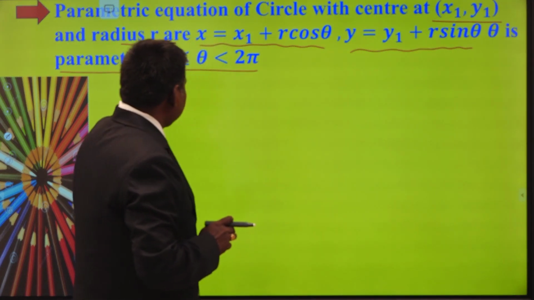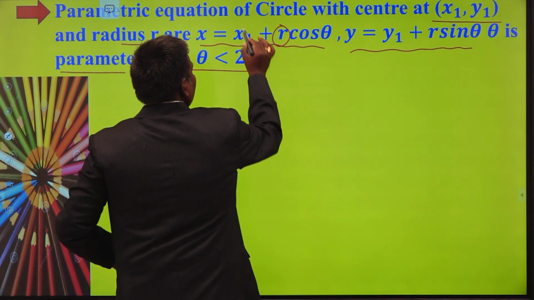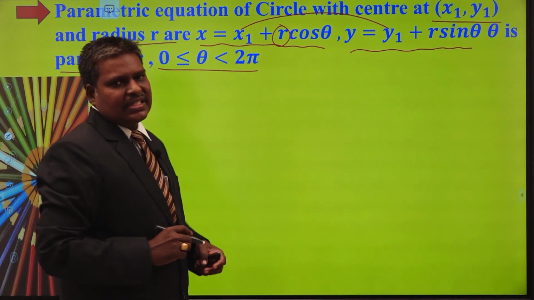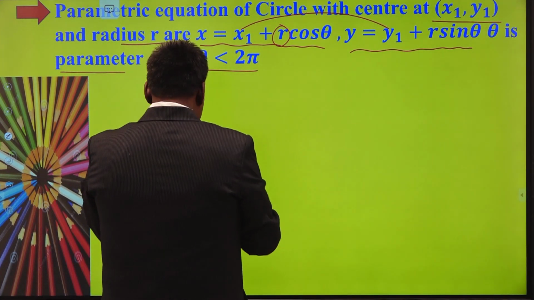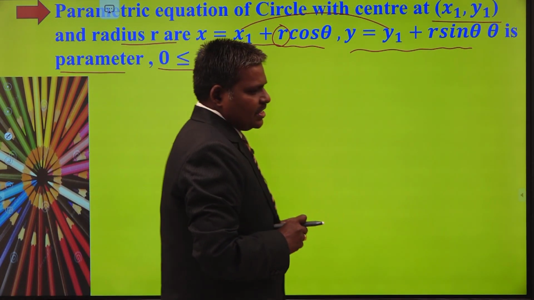Okay. What is r in the equation here? r is the radius of the circle. What are x1, y1? x1, y1 is the center of your circle. So x equals x1 plus r cos theta, y equals y1 plus r sin theta are the parametric equations of the circle.